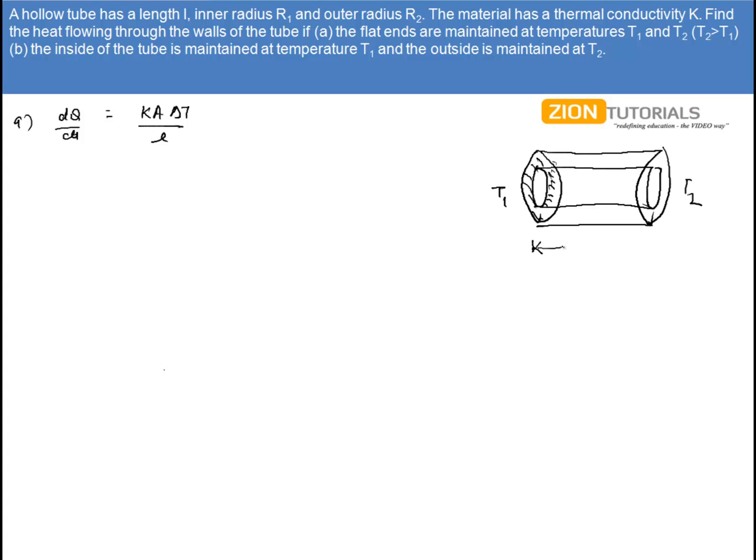So if the length is L, the area will be only of the shaded area, so it will be pi of R2 square minus R1 square, times T2 minus T1, by L. That is the answer. Now in the second part, if the inside of the tube is maintained at temperature T1 and outside is maintained at T2, it will be a case like this.